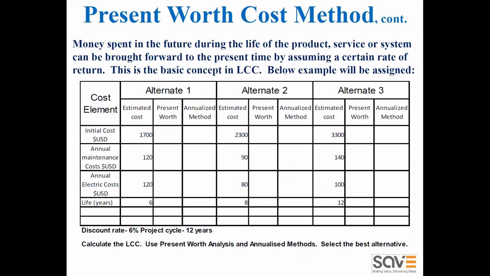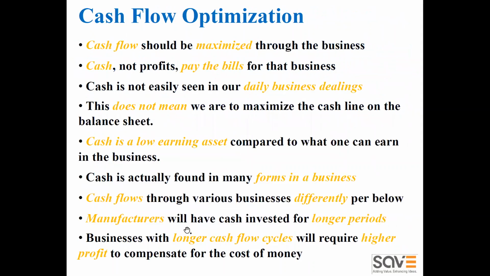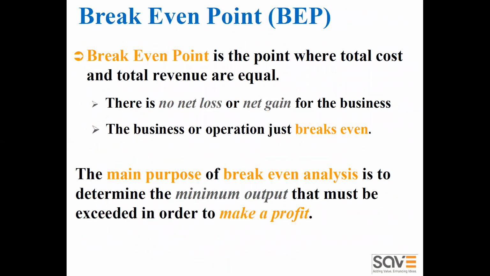We will see an example of this life cycle. Suppose you have three projects. Using the present worth analysis method, we need to select the best one. So when we get the lesser value, we select that as the alternative.